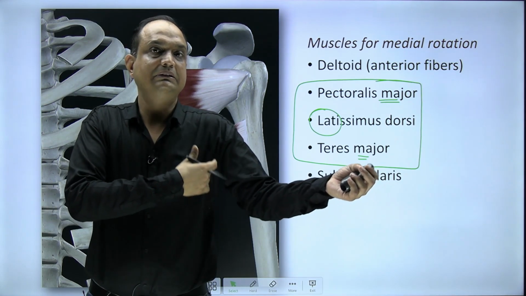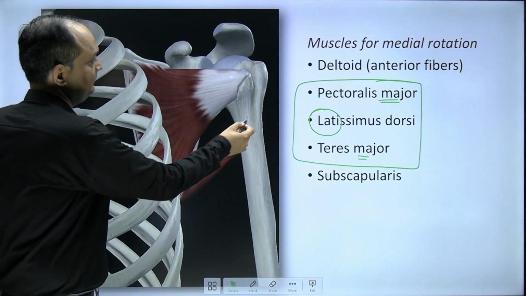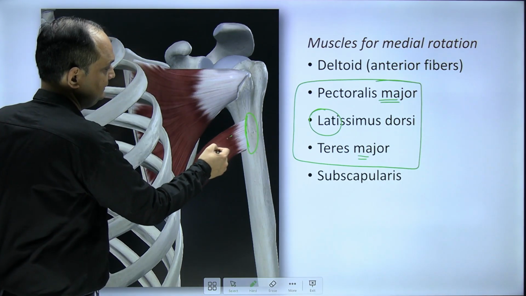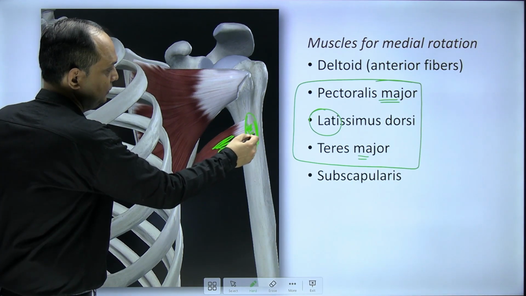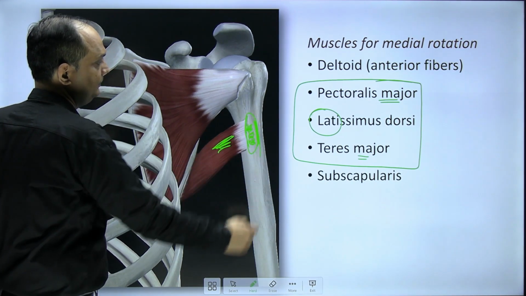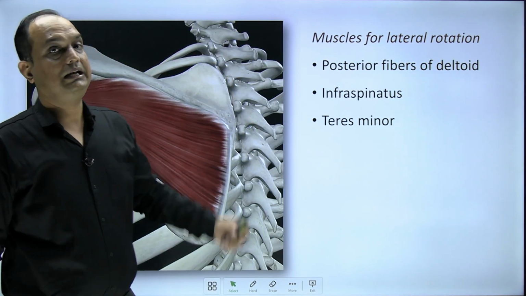So the major muscles are the three muscles on the bicipital groove. Here on the bicipital lip you will have the three muscles. This is your teres major, here comes the latissimus dorsi in the floor, and on the lateral lip you will have pectoralis major. Now, which are the lateral rotators?